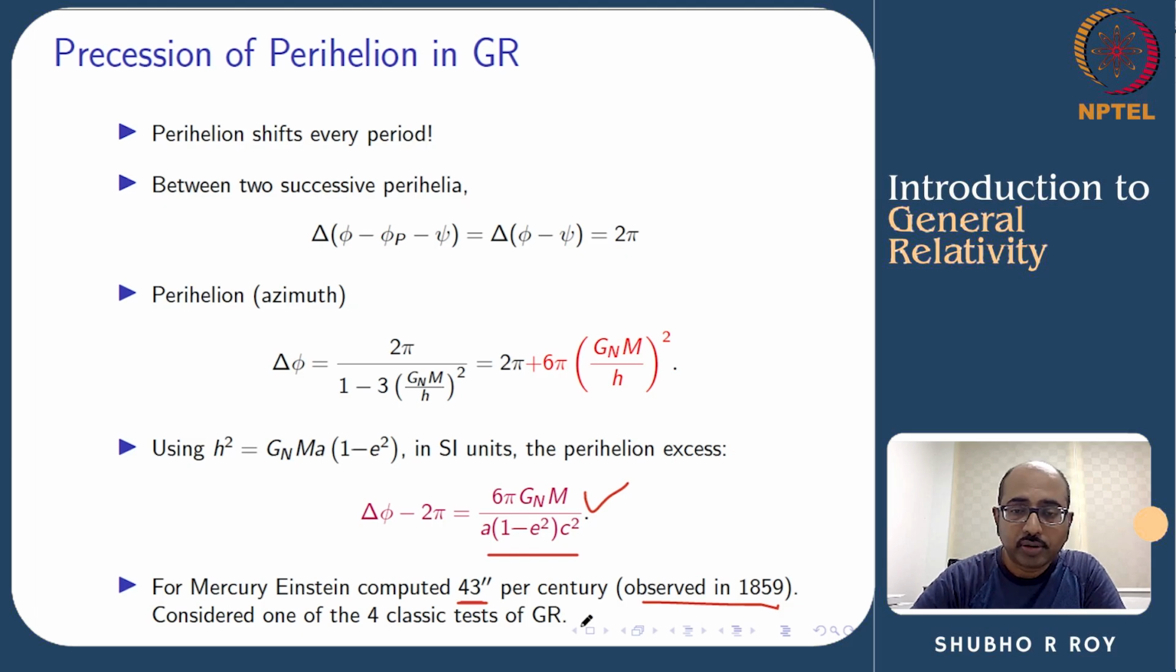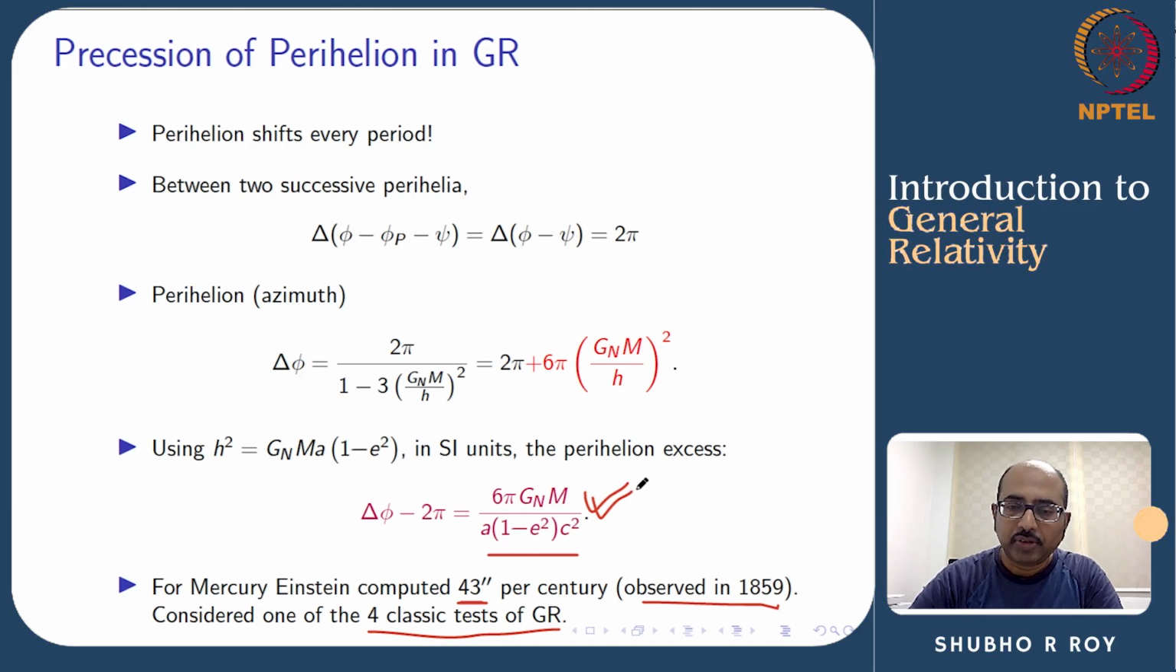This is not a prediction, this is actually a post-diction, because the data already existed, and Einstein came along and in general relativity explained this data, which could not be explained by Newtonian theory. And it is considered to be one of the 4 classic tests of general relativity. We've already talked about gravitational time dilation and gravitational redshifting as one of the first classic tests of general relativity, done by Pound and Rebka. And today we learned about the second classic test of general relativity, which is the perihelion excess for Mercury.